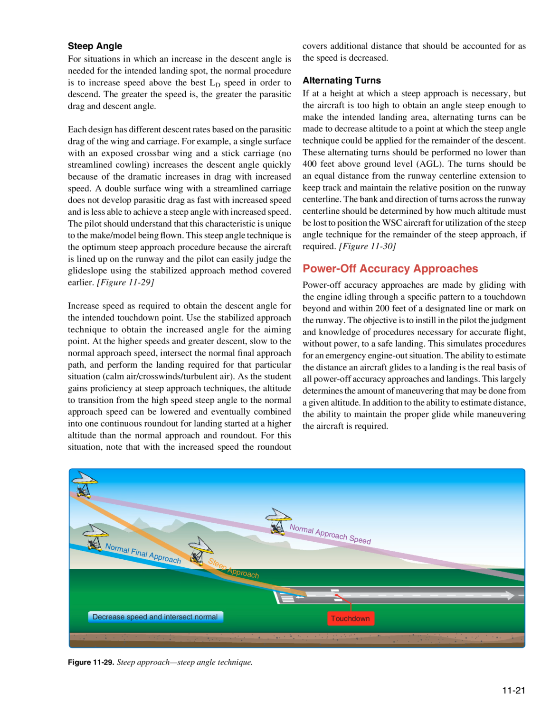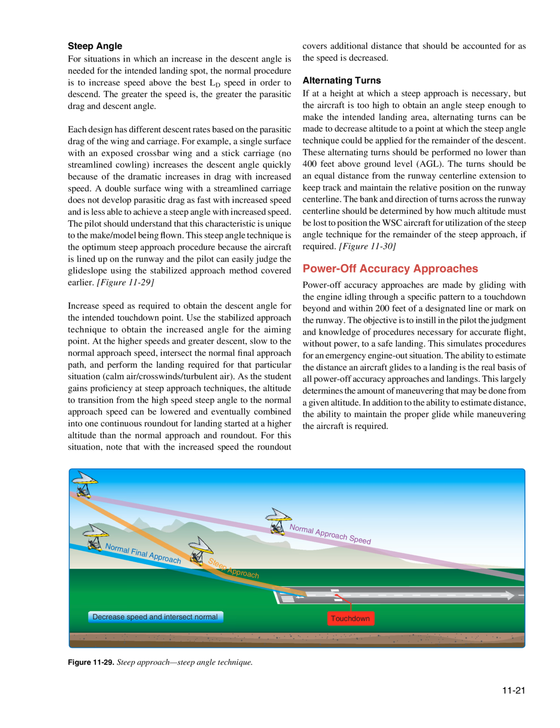These alternating turns should be performed no lower than 400 feet above ground level, AGL. The turns should be an equal distance from the runway centerline extension to keep track and maintain the relative position on the runway centerline. The bank and direction of turns across the runway centerline should be determined by how much altitude must be lost to position the WSC aircraft for utilization of the steep angle technique for the remainder of the steep approach, if required.